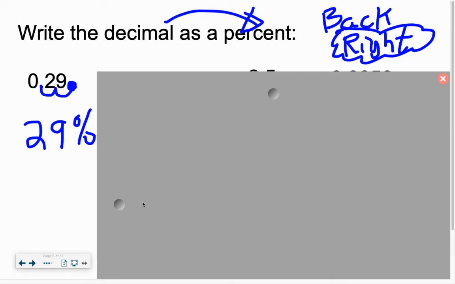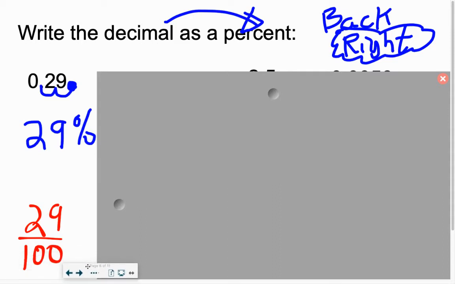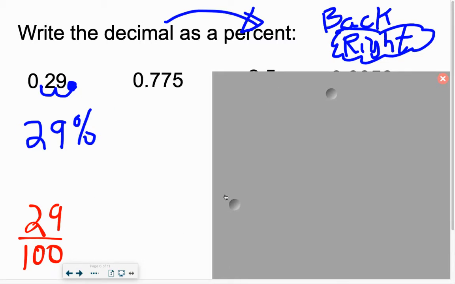29%. Again, if you like it better as a fraction, we can show you that. You've got 29 hundredths. That's the decimal, so 29 over 100. 29 over 100 is what percent? It's 29% because percent is always out of 100. Wherever that decimal's at, find it, move it twice, bump, bump.